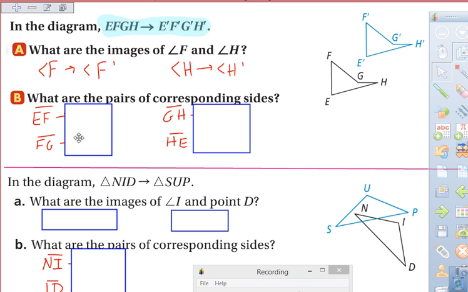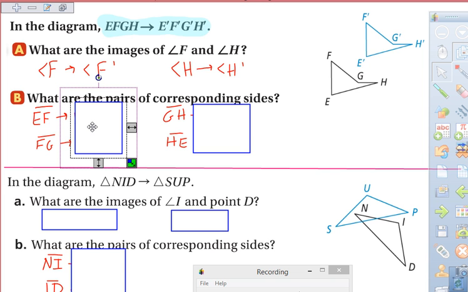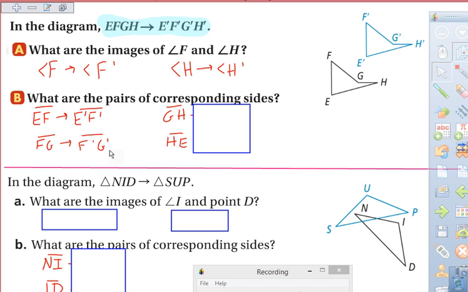Question B, what are the pairs of corresponding sides? So I named the sides and said what they are mapped onto. So I started with EF is mapped onto E prime F prime. FG is mapped onto F prime G prime. Notice I still have the segment bar on top of there. GH is mapped onto G prime H prime, and HE is mapped onto H prime E prime. If you need to pause the video to write down some of the answers, please do that whenever you need.